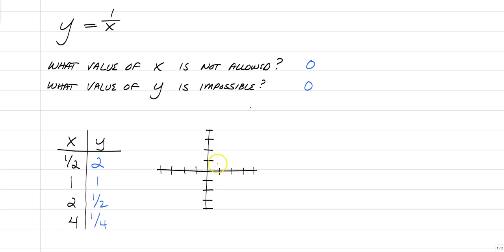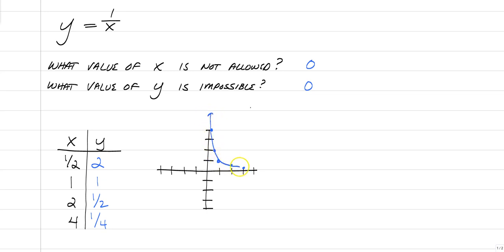If we were to sketch that out, we would have 1, 1. 2 would give us 1/2. 4 would give us 1/4. If we went backwards to 1/2, that would bring us up to 2. If we went to 1/4, that would bring us all the way up to 4. So what you're going to see is a graph that looks a little bit like this.